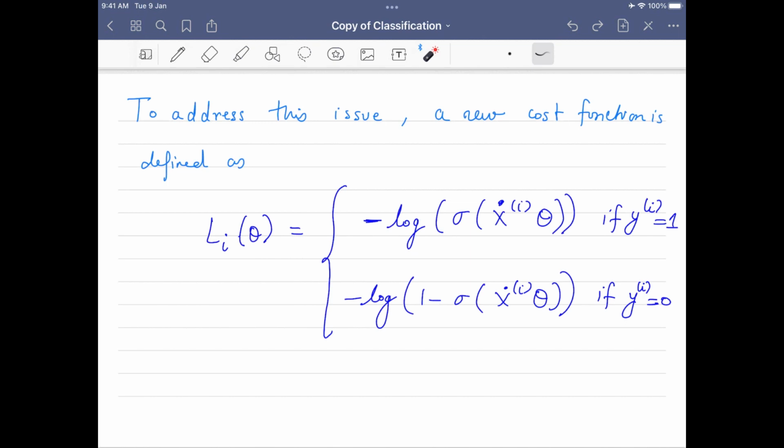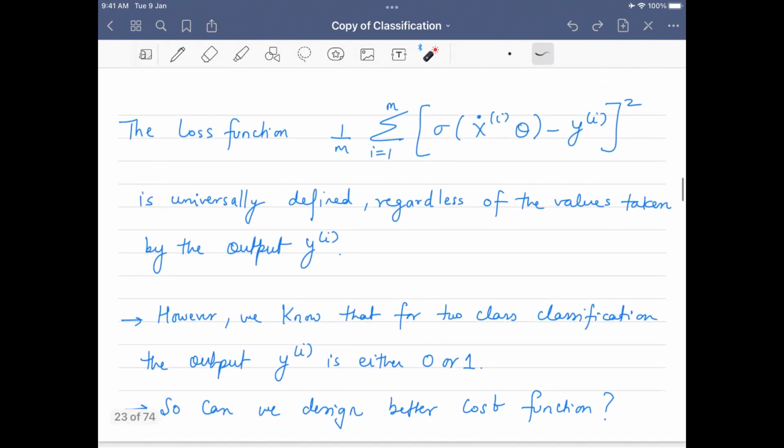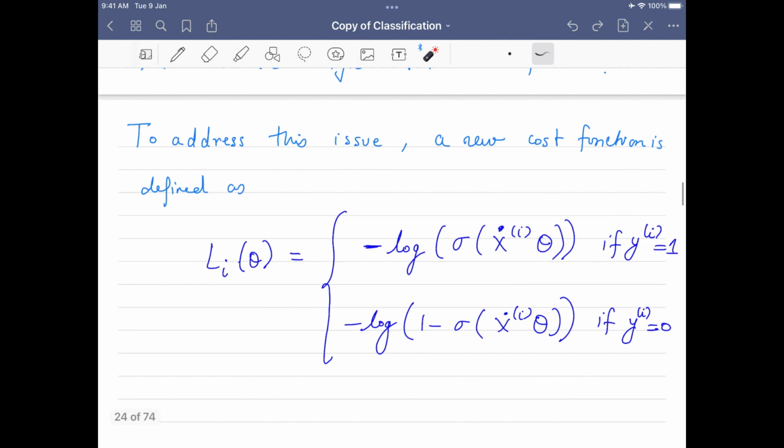So if you recall, earlier we only had this. If you see the earlier cost function, we only had this, but now what we are doing is modifying it by multiplying it with minus log in the first setting when your label is 1, and with minus log of 1 minus this when your labels are 0.